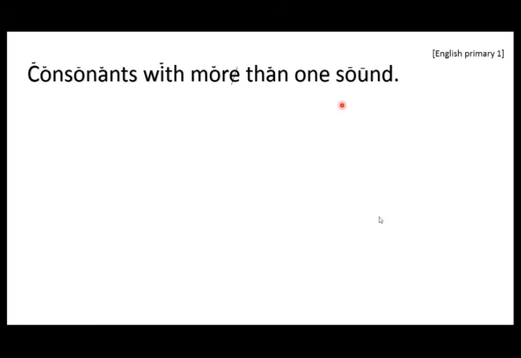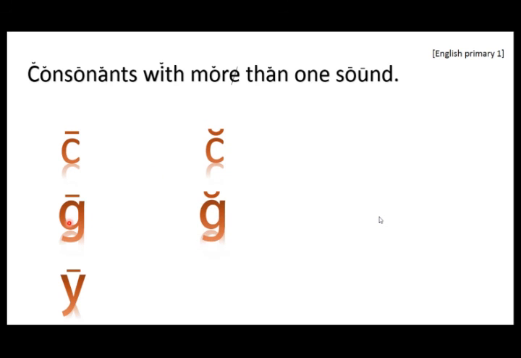Consonants with more than 1 sound. There are consonants with more than 1 sound, and there are 3: letter C, letter G, and letter Y. C has 2 sounds, S and K. Letter G has 2 sounds, J and G. Letter Y has 3 sounds, I, J, and E. These are consonants with more than 1 sound.